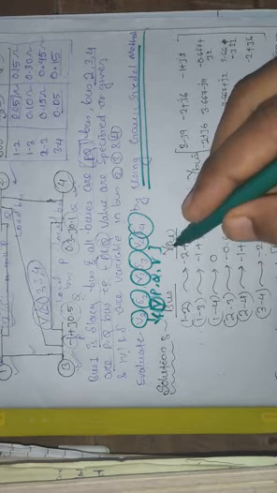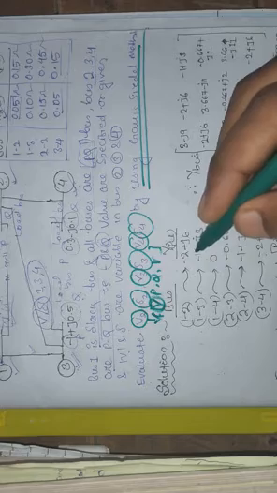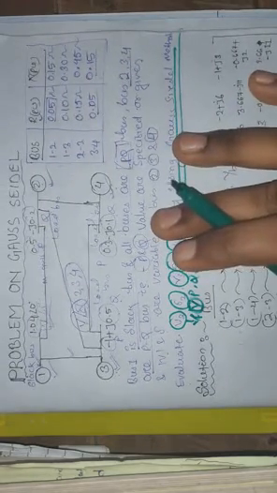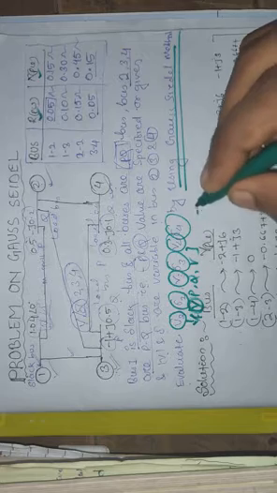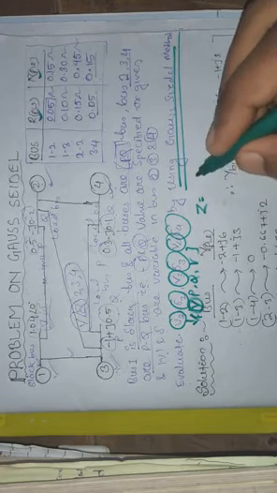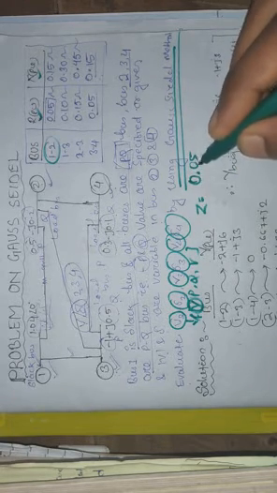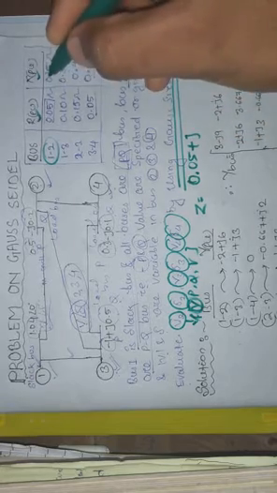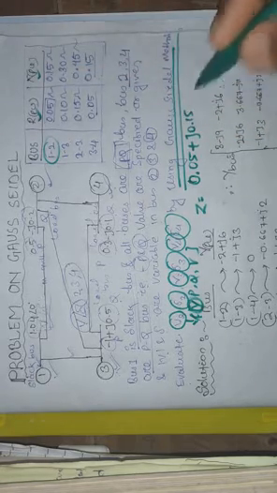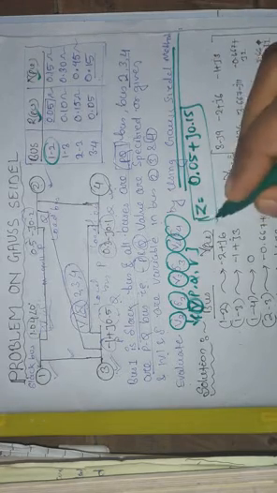In bus number 1 and 2, what is the admittance? Here no admittance is given, only the resistance and reactance are given. So what we have to do? We have to find the impedance first. I am calculating only for bus number 1 and 2. The impedance is 0.05 plus j0.15. So that is your impedance.